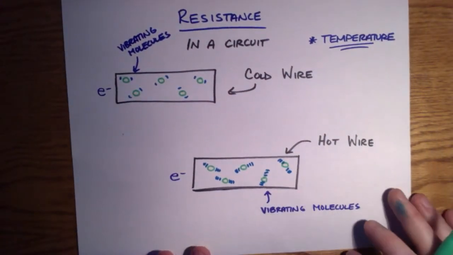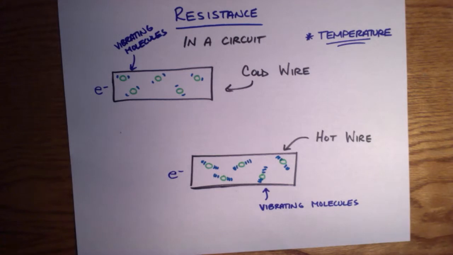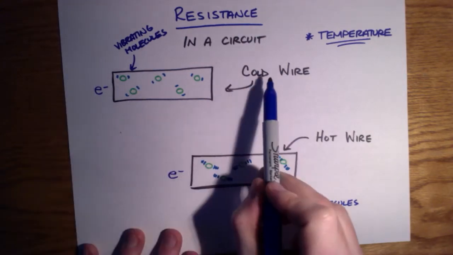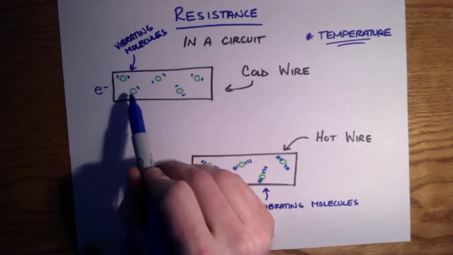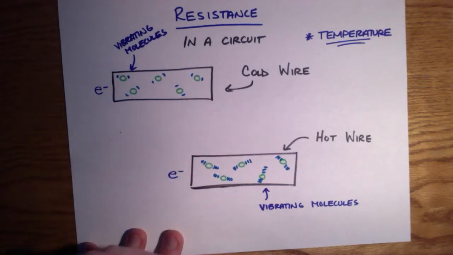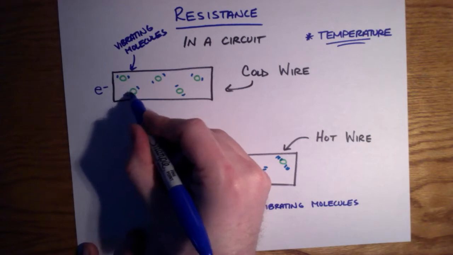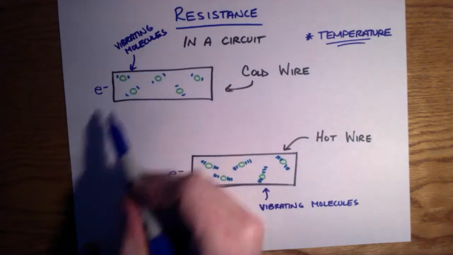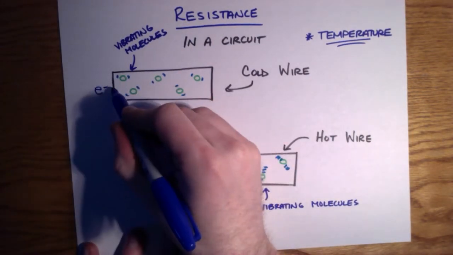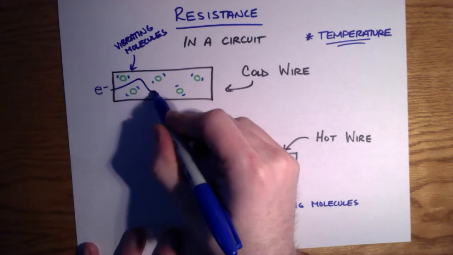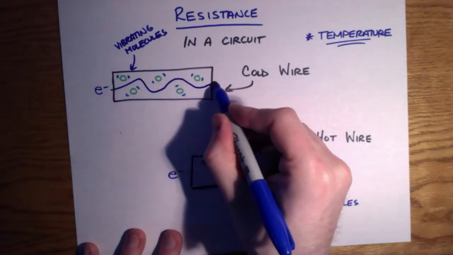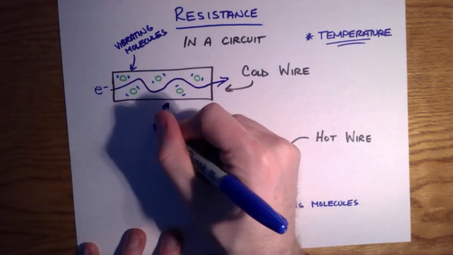Similarly, if we take a look at the resistance in a circuit, the electrons are essentially doing the same thing. But in a very cold wire, these molecules are vibrating, but they're not vibrating very much. So this molecule right here is only taking up this much space because it's only vibrating a short amount. Since these aren't really vibrating back and forth violently, the electron has much more room to try and get around without bumping into any. So in this case, you have a lower resistance.